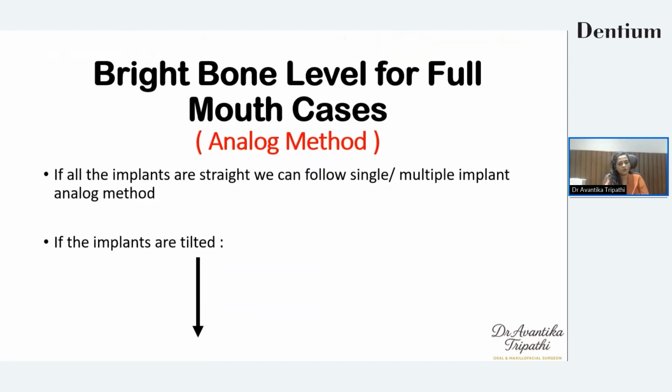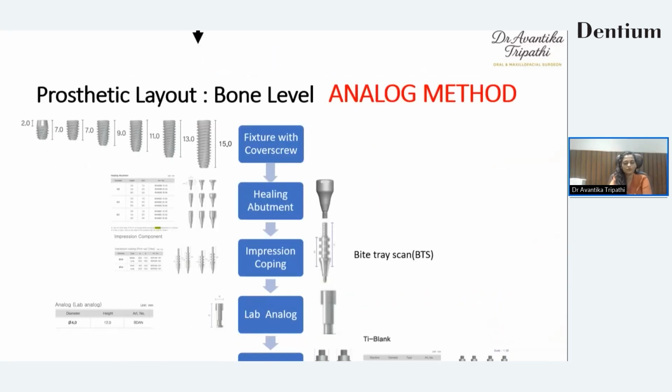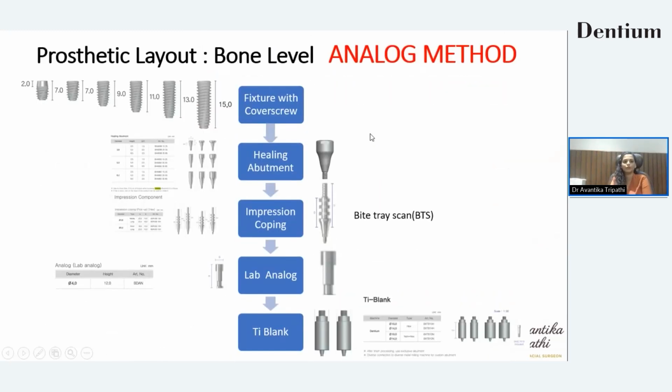If I want to go ahead with the full arch cases and the implants are placed straight, then I will follow the previous protocol. If my implants are tilted, then what all options do I have? In bone level, I'm going to place all the implants, some tilted, some straight. Then I'm going to put healing abutment on all of them. I'm going to put impression copings on all of them, make the impression. Impression will go to the lab and the lab person is going to scan it.